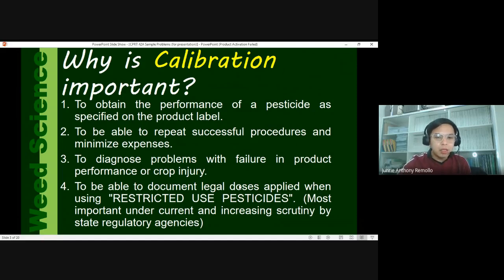And then to be able to document legal doses applied when using restricted use pesticides. Most important under current and increasing scrutiny by the state regulatory agencies. There are laws that govern the application of our herbicides.